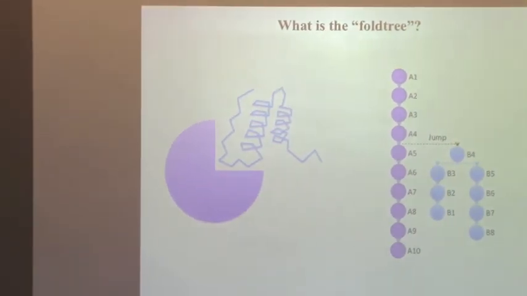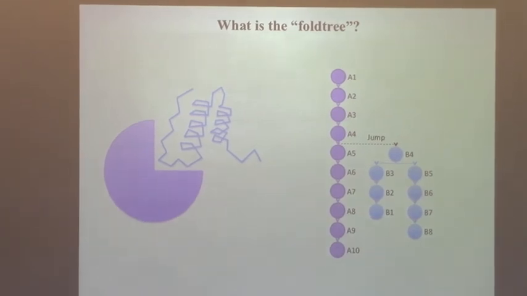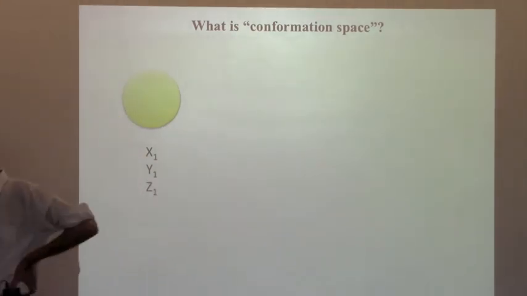So fold trees just define the kinematic relationships between residues. Does that all make sense? Any questions? Moving on. What is conformation space? This is a concept that's going to underlie a lot of what we talk about today.